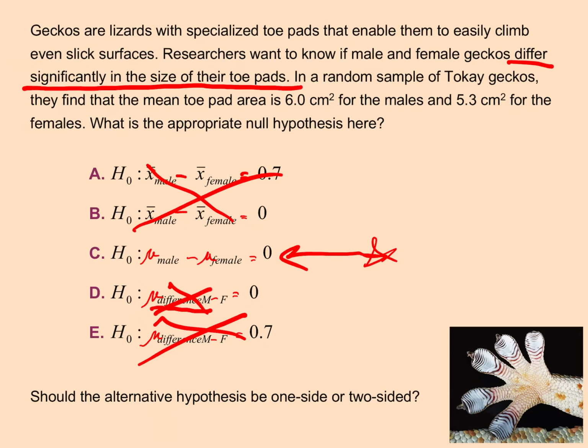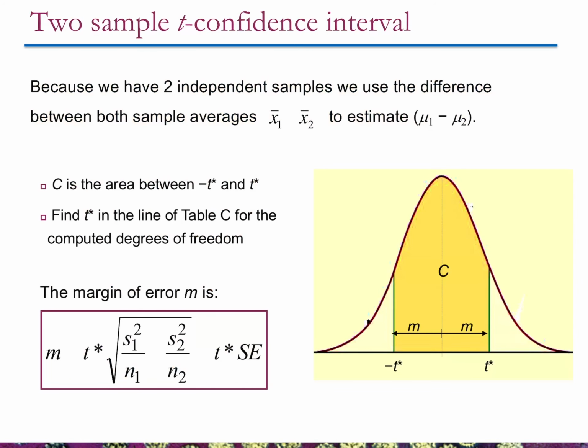You might think that males will be a larger animal and therefore have more surface area, but maybe in geckos, males are on average smaller than females. Who knows? So because a direction wasn't specified, this is going to be a two-sided alternative.